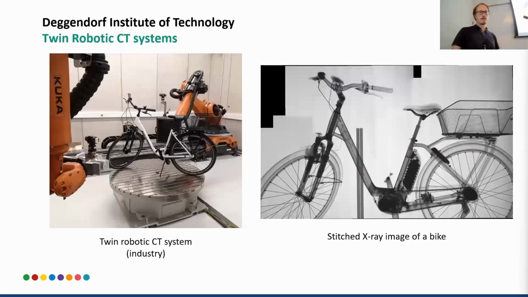So the result of this scan was a 2D stitched X-ray image of a bike. So you can make really big X-ray images, but of course we do not want to stay at 2D. We want to do 3D, but 3D can be really complicated.